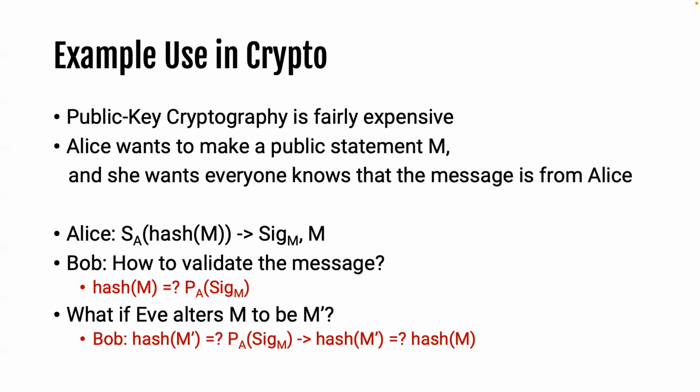And also in this way, the attacker cannot change this message and make it validated, verifiable by the audience, because the attacker doesn't have the secret key of Alice. So even though the attacker can have a new message, an altered message M prime, and even though the attacker can also calculate the hash function of the altered message M prime, the attacker doesn't have the secret key of A. So the attacker cannot generate the new signature of the altered message. All right.